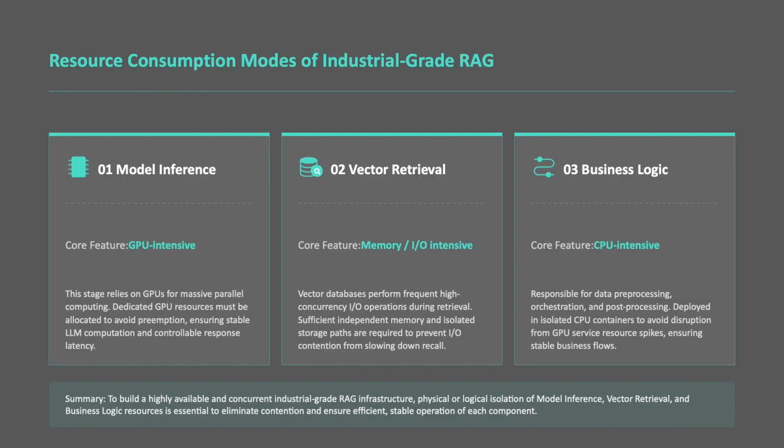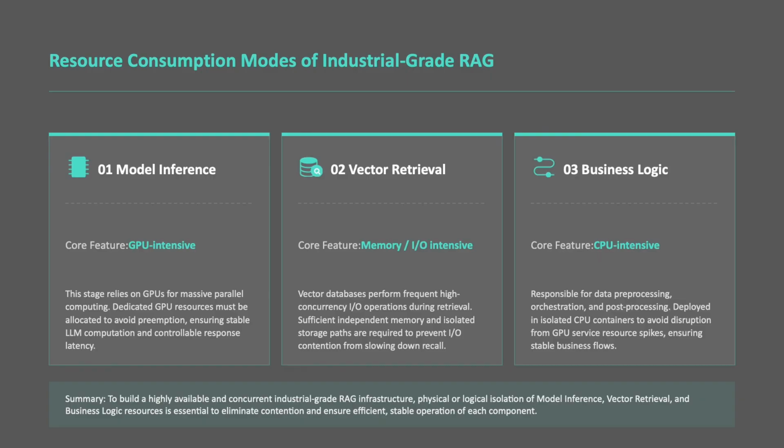Second, vector retrieval workloads. This is memory and I/O intensive. Vector databases run constant high concurrency read and search operations. You need standalone memory and separate storage paths to stop I/O conflicts from slowing down your document search speed.